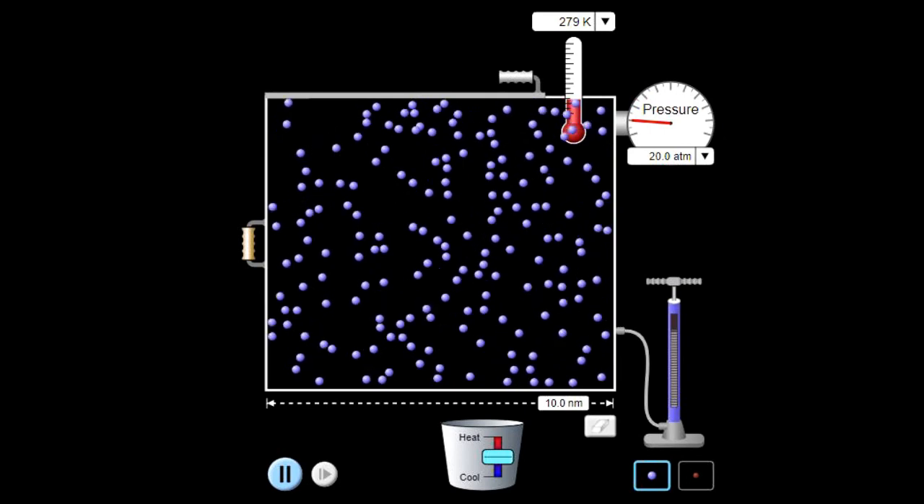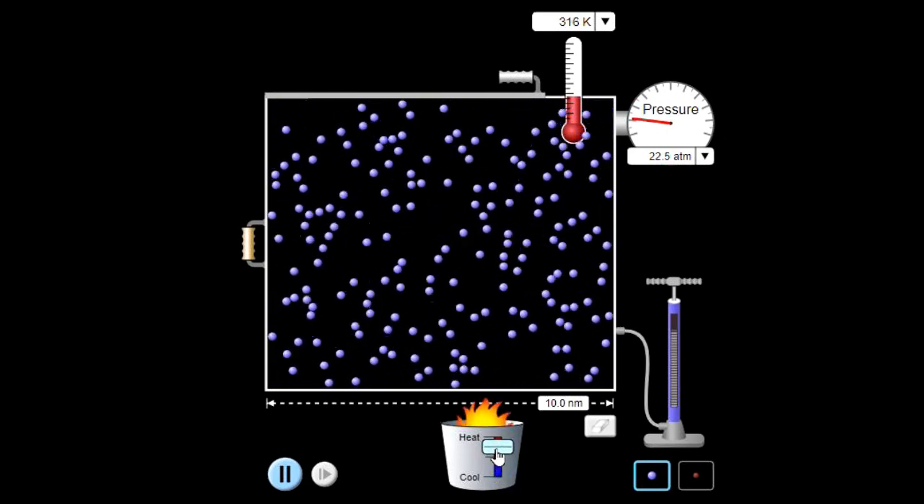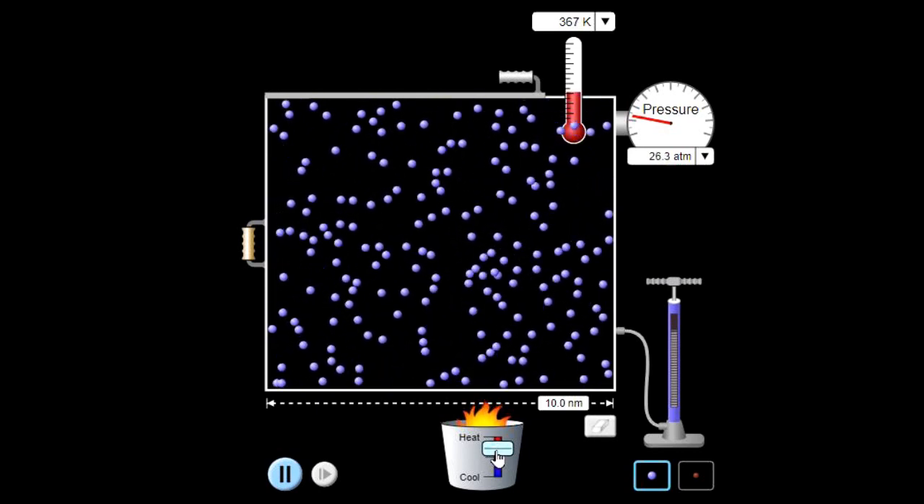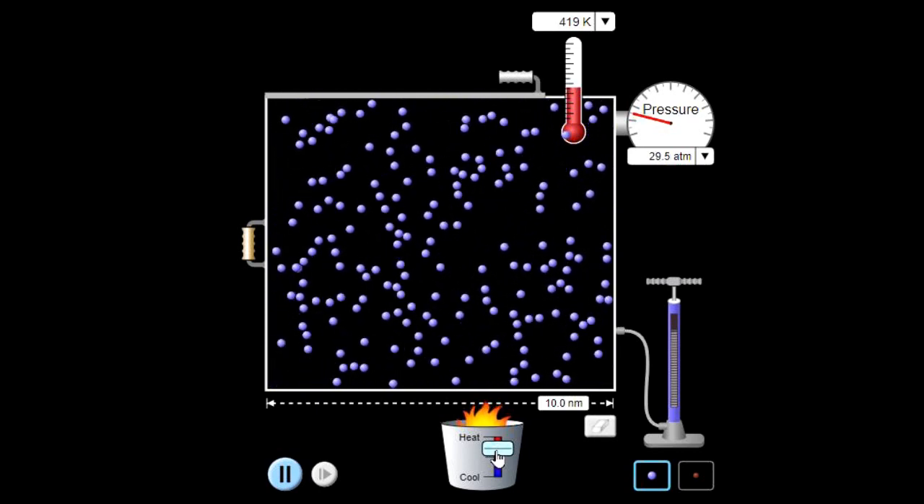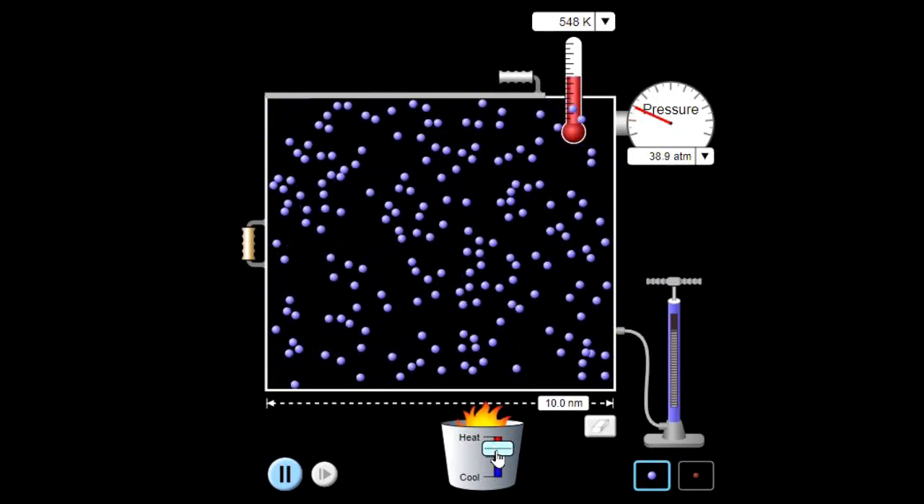So, back to the start. If the temperature is increased, the kinetic energy of the particles also increases. The particles move faster, and therefore there are either more collisions with the wall or the collisions have more energy.